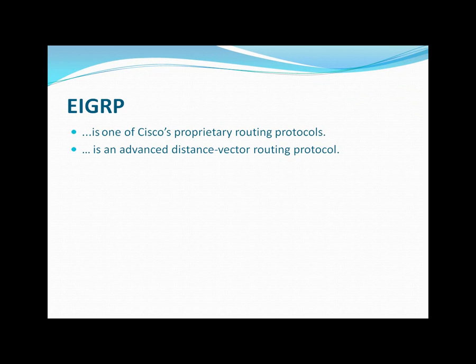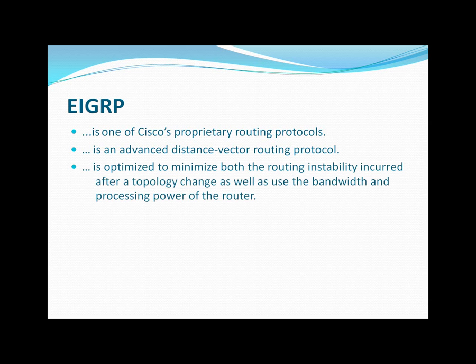EIGRP, or Enhanced Interior Gateway Routing Protocol, is one of Cisco's proprietary routing protocols. It is an advanced distance vector routing protocol. It is optimized to minimize both the routing instability incurred after a topology change, as well as the use of bandwidth and processing power of the router.